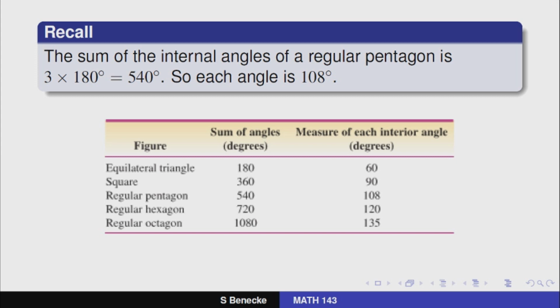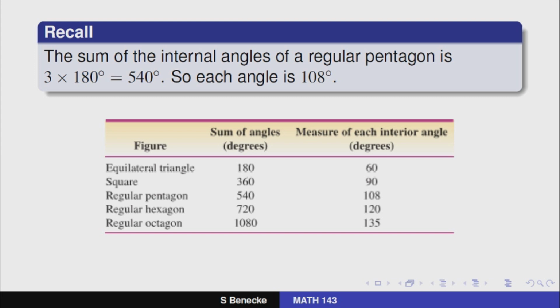So if I look at the triangle, they add up to 180 degrees, but because it's regular, everything's the same. It has 3 angles, so 180 divided by 3 gives me my 60. The square, by way of the triangles, I add up all of those and get a total of 360 degrees for all the angles together, but because it's a square, there are 4 of them, so dividing that by 4 gives me 90 degrees, which I know the angle of a square is 90 degrees.